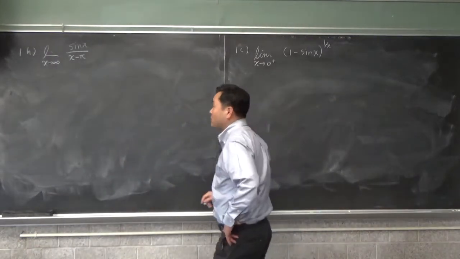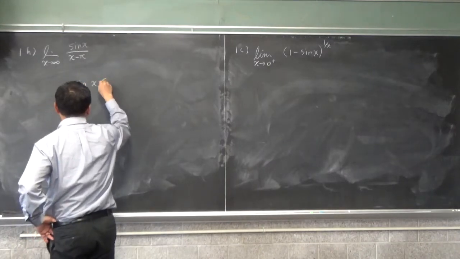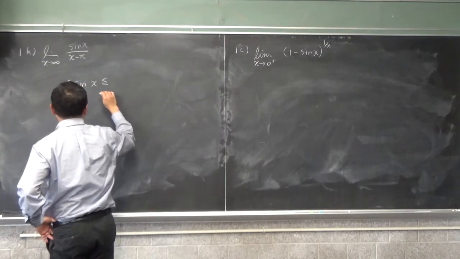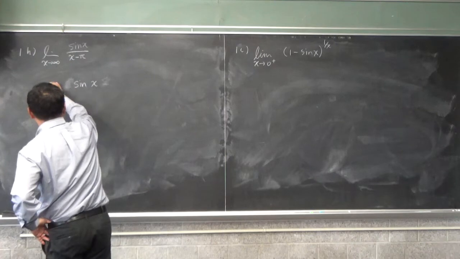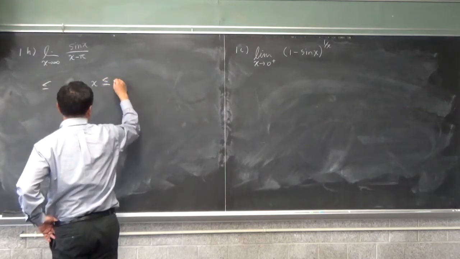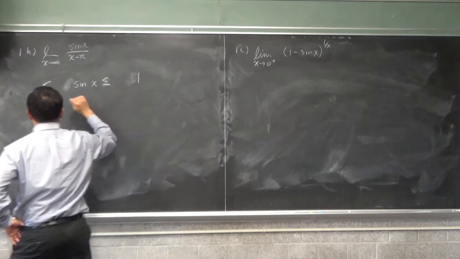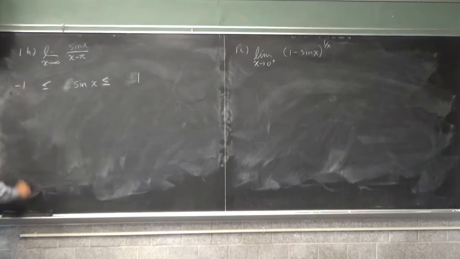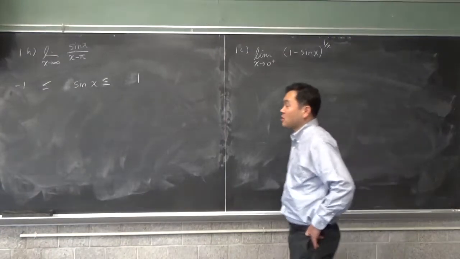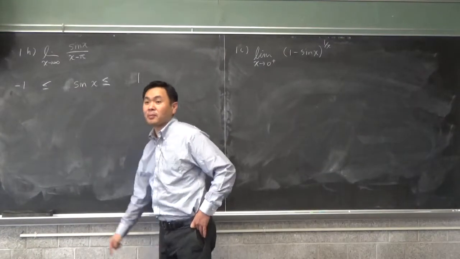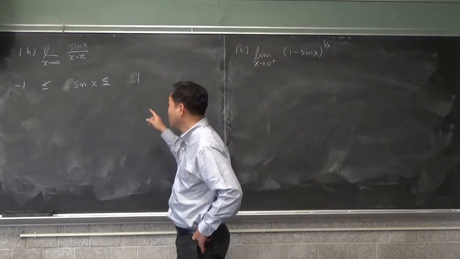So how do you do that? Squeeze. You start with the fact that sine is less than or equal to 1, and it's bigger than or equal to negative 1. Sometimes that can be equal, so I put equal signs here. You all agree, right? Sine fluctuates between 1 and negative 1.